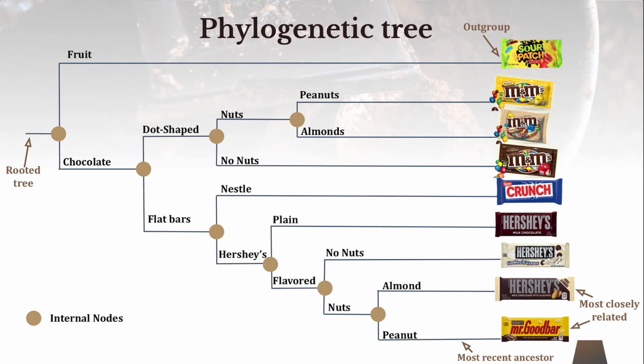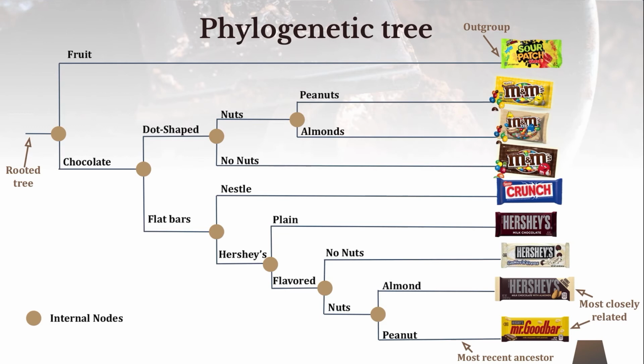Now let's go over our tree. As you can see, although all the candies were derived from one common ancestor, all the candies are chocolate except for the Sour Patch. The Sour Patch in this tree is our outgroup because it diverged earlier than all of the other OTUs or chocolates. The first divergence that occurred in this tree was dividing the fruity candy from the chocolate. The next divergence separated the chocolate into dot-shaped chocolate and flat bars.